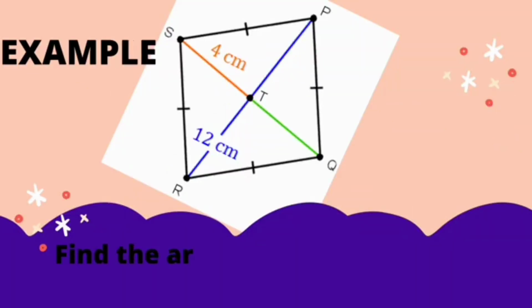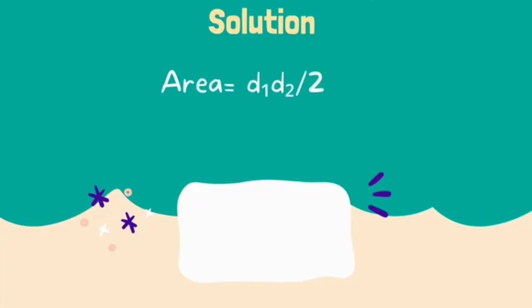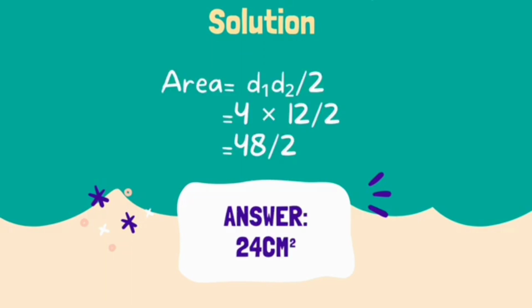Let's see our final example. Find the area of the rhombus shown above having diagonals 4 cm and 12 cm. From the solution, the area of a rhombus is the product of the diagonals d1 times d2 divided by 2. That gives 4 cm times 12 cm divided by 2. The area of the rhombus is 24 cm squared. I hope all these solutions are clear to you.